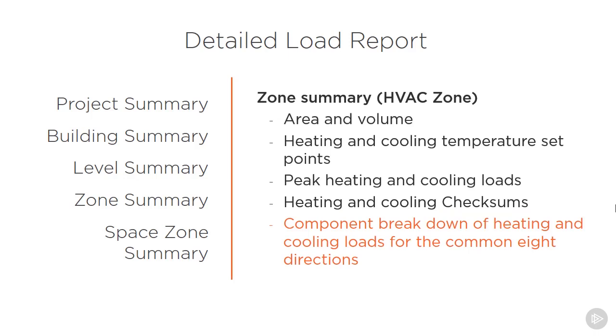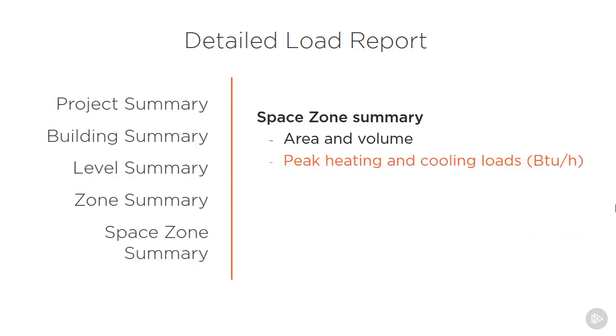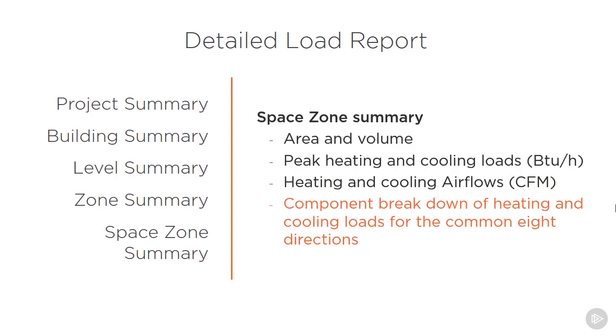The component breakdown of your heating and cooling loads will give you the heating and cooling loads for the 8 common directions: north, south, east, west, northeast, southeast, southwest, and northwest. And in your space zone summary, it still gives you the area and volume, gives you that peak heating and cooling load again, and it also gives you the heating and cooling airflows. And the component breakdown, just like in the zone summary, will give you the heating and cooling loads for the 8 common directions: north, south, east, west, northeast, southeast, southwest, and northwest.